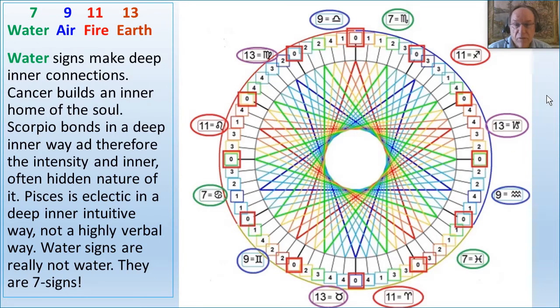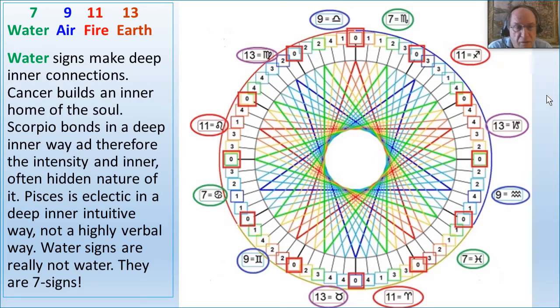Okay, so let's look at each sign quickly. The water signs make deep inner connections. Cancer builds an inner home of the soul, right? Scorpio bonds in a deep inner way, and therefore the intensity and inner, often hidden nature of it. I'm just reviewing. Isn't this amazing? It actually fits the way we think about the signs. That these water signs are actually seven.